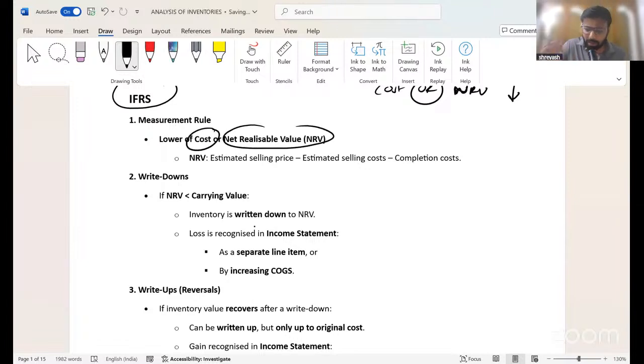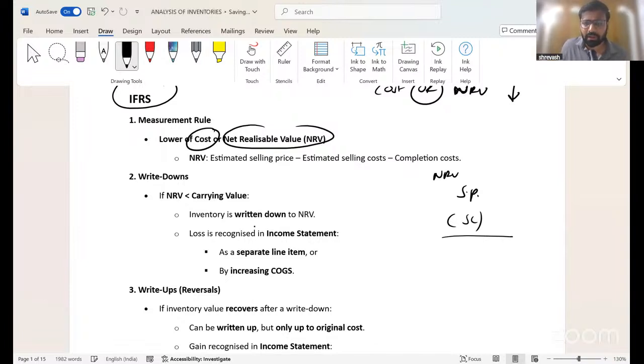Sir, we do understand cost. Cost is something that we have incurred to purchase that good or to manufacture that good. Sir, what do you mean by NRV? NRV means net realizable value. What am I going to realize out of that asset? Whatever is the selling price minus the selling cost that I incur in order to sell that good. Ultimately, that is what I realize from selling that asset. So that is what NRV is.